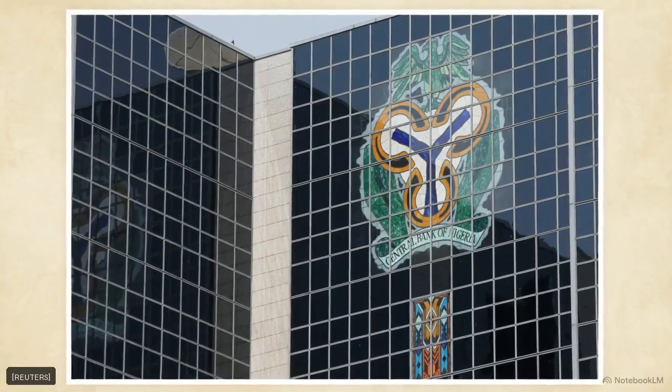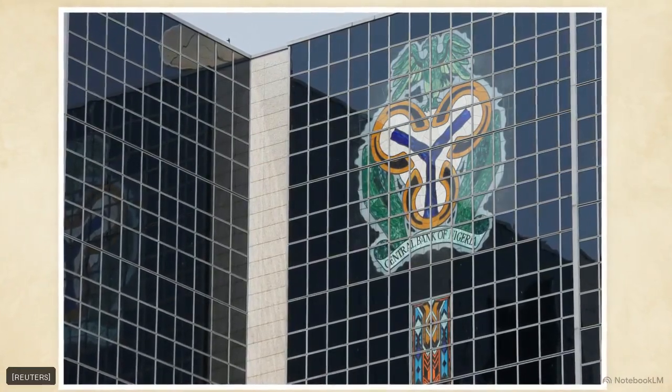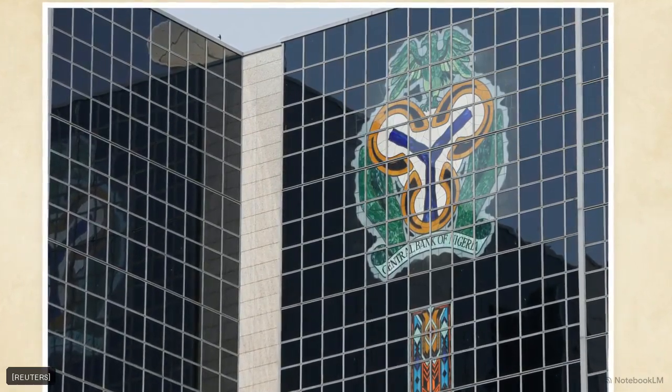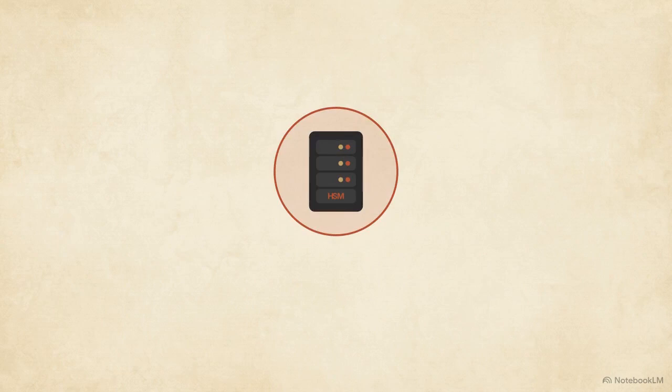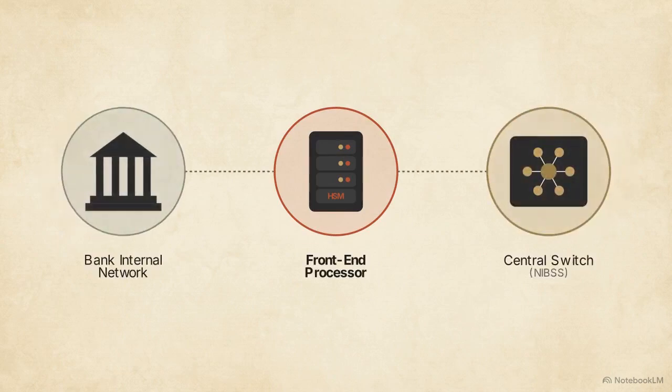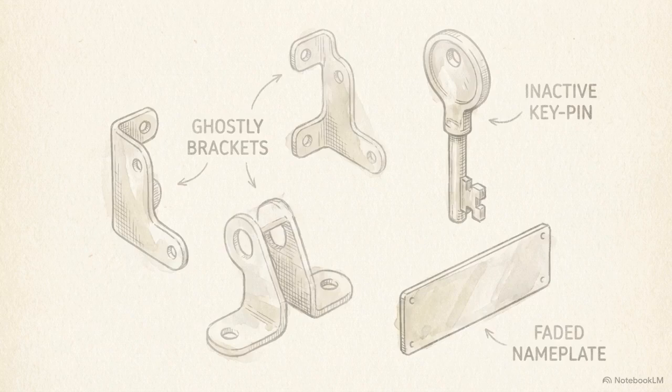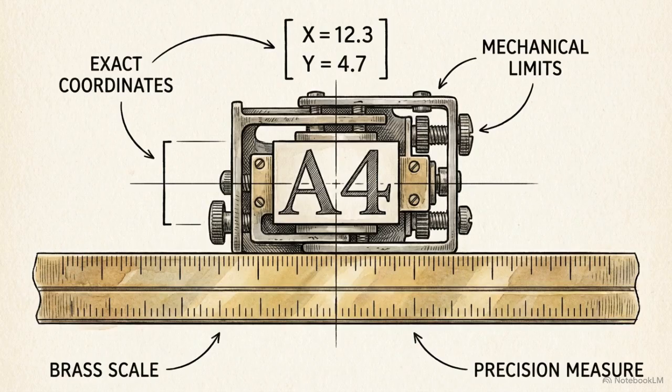To connect to the national payment grid, the Central Bank of Nigeria and the NIBSS mandate the ISO 8583 standard for your front-end processor. A front-end processor, or FEP, is the gateway server routing transactions between a bank's internal network and the central switch. ISO 8583 is not an object. It is a strictly positional, byte-level protocol. There are no keys, no tags, and no delimiters. In this format, the exact location of a byte dictates its entire meaning.